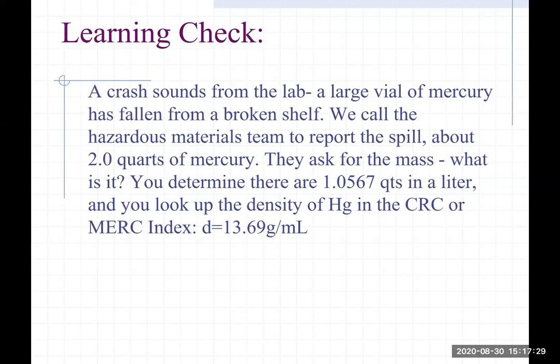Crash sounds from the lab, a large vial of mercury has fallen from a broken shelf. We call the hazardous materials team to report the spill, which is about 2 quarts of mercury. And so I'm going to write that down, 2.0 quarts, and I'm just going to give the chemical symbol for mercury. They ask for the mass, and so I know that this is what I'm after. So down here, I'm just going to take a note that I'm looking for the mass of the mercury.